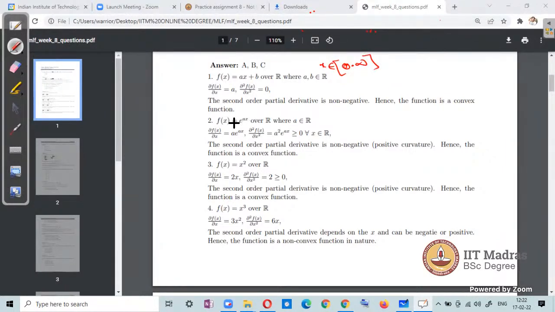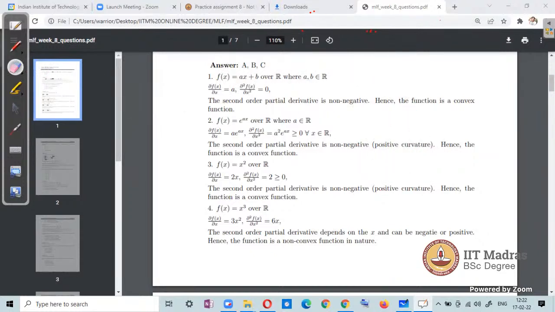Otherwise, in all the cases, just draw the graph of each and every question. You will see that the shape of all the graphs will be something like this only. The x square shape is this, and the same case for e to the power ax, something like this. Always you will see that shape only. But for x cube, the graph will be something like this, so here we don't have any minima. There should be a global minima for a convex function. If you are able to visualize the graph for any question, then you can directly say whether it's a convex function or not.